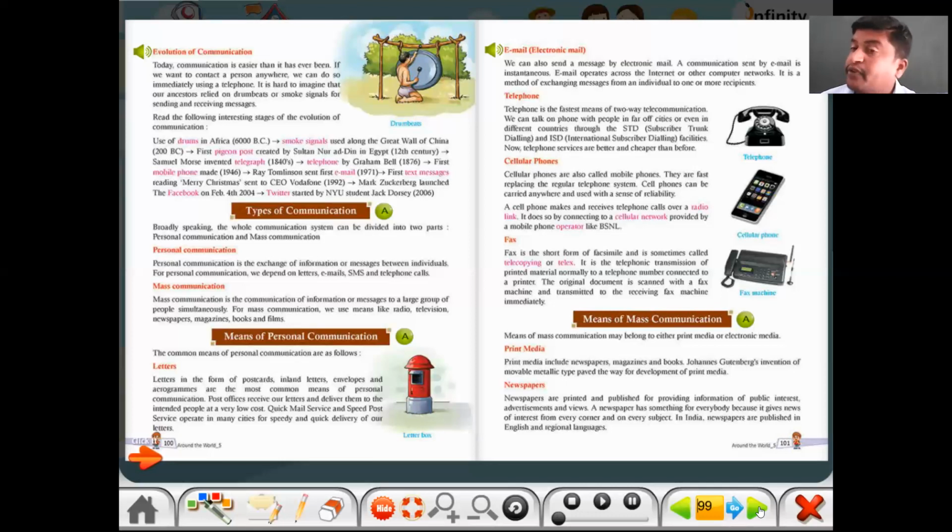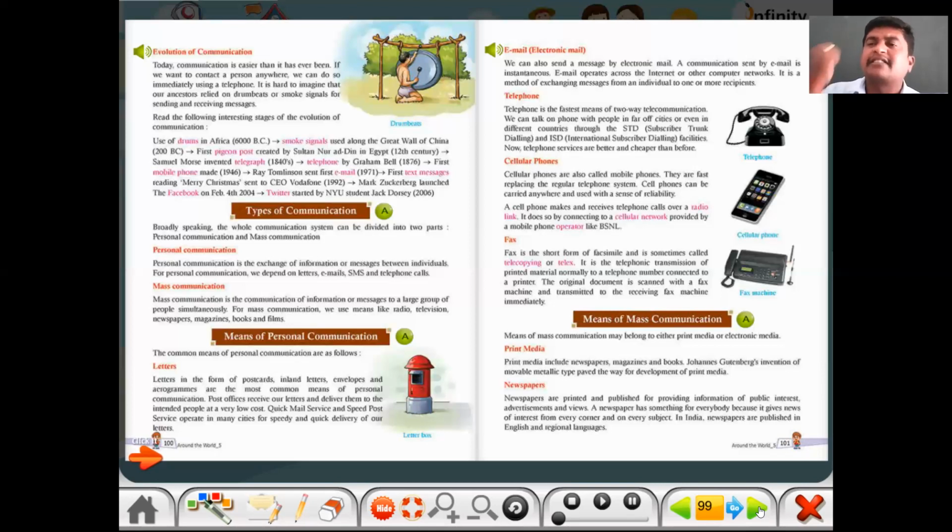Instagram is a good example of personal communication, or messages between individuals. If an Instagram chat has been created between you and me, this is personal communication, which depends upon letters, SMS, and telephone calls. These are the best examples of personal communication. If I want to talk to my friend, I just phone him. If I want to send a message to my friend, I use WhatsApp or email. This is a conversation between a couple of people, between individuals, right? But mass communication is completely different from the personal communication I explained up to now.